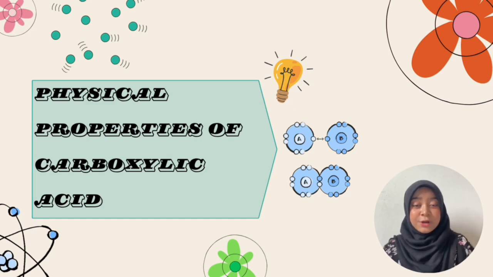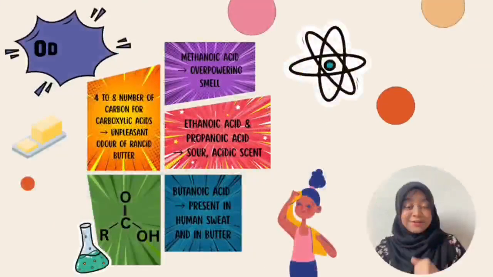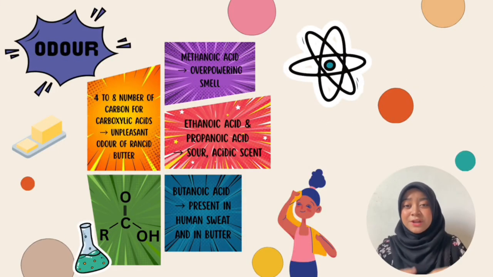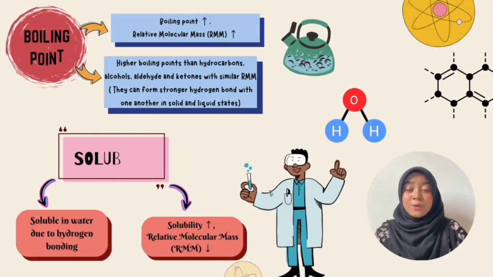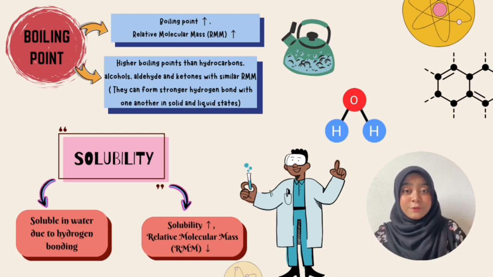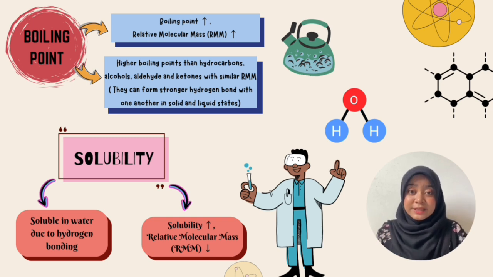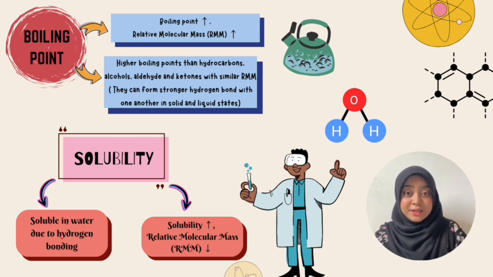Now, let's talk about the physical properties of carboxylic acids. First, we have odor. Methanoic acid has an overpowering smell. Second, ethanoic and propanoic acid have a sour and acidic smell. Third, carboxylic acids with 4 to 8 carbons have an unpleasant odor of rancid butter. Next, we have boiling point. The boiling point of carboxylic acids increases as the relative molecular mass increases. Moreover, we have solubility. Solubility of carboxylic acids increases as the relative molecular mass decreases.